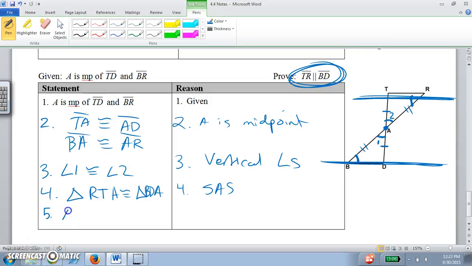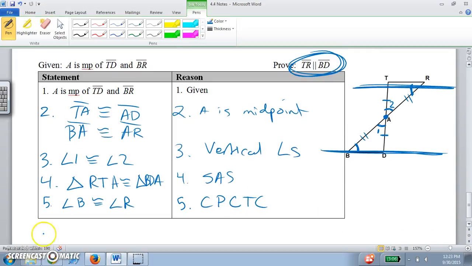So since angle B congruent to angle R, because corresponding parts of congruent triangles are congruent, we can now say that TR is parallel to BD because we just showed that our alternate interior angles are congruent, which means the lines are parallel.